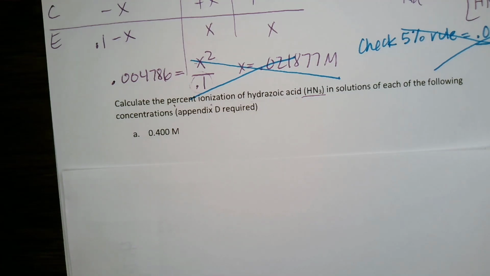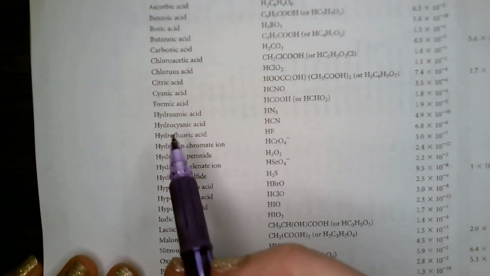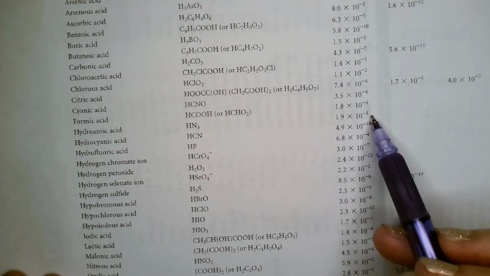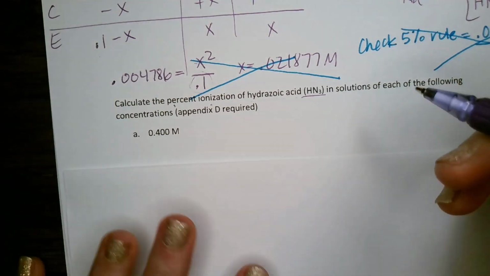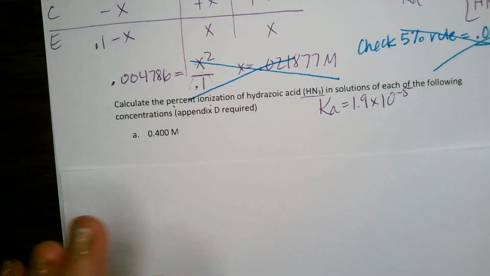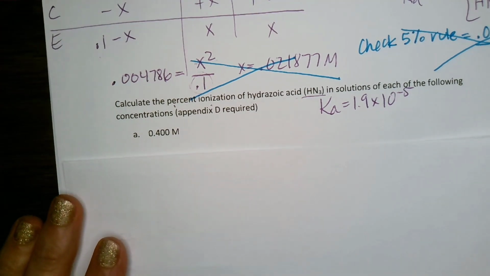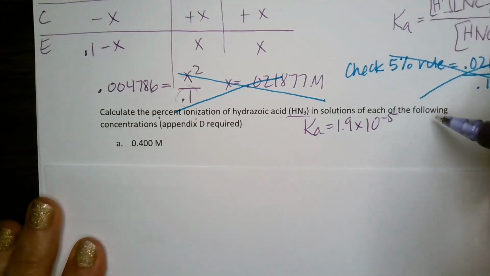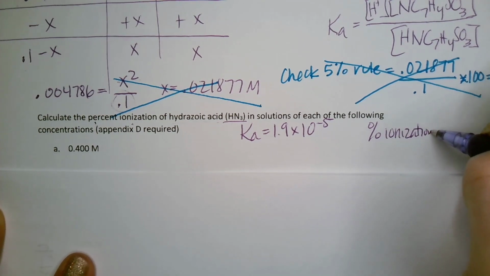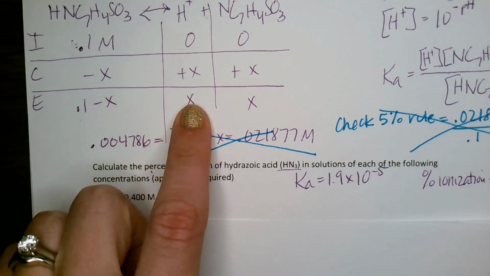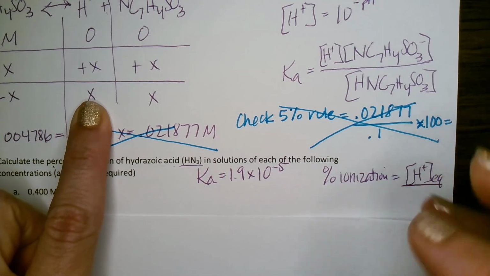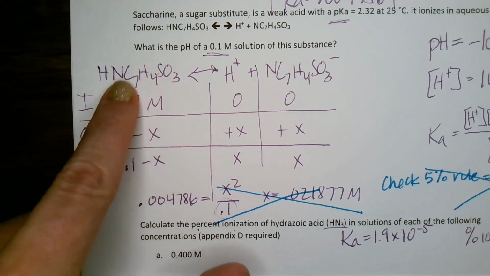So let's look that up first real quick. I'm going to scoot this over here. Hydrazoic acid, HN3, with a Ka of 1.9 times 10 to the negative fifth. Okay, so Ka is 1.9 times 10 to the negative fifth. So percent ionization, if you recall, is when, here we go, let's write it over here. Percent ionization is taking our hydrogen ion concentration at equilibrium divided by our initial acid.